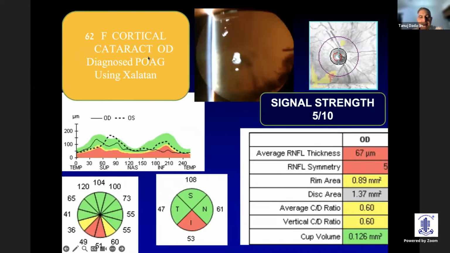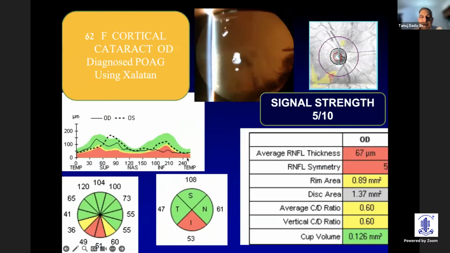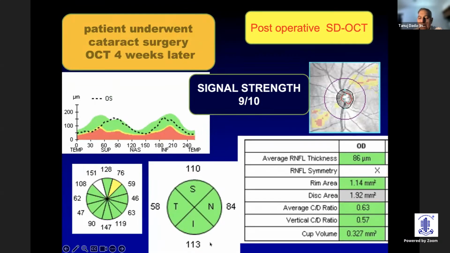So this is a patient referred to me, diagnosed as glaucoma and already on treatment with xalatan, and you can see the OCT showing an inferior RNFL defect. But when cataract surgery was done, you can see 53 was the RNFL thickness. Post cataract surgery, 53 has gone to 113. So cataract was causing a false underestimation of the retinal nerve fiber layer thickness, and post cataract surgery, this has been taken care of.